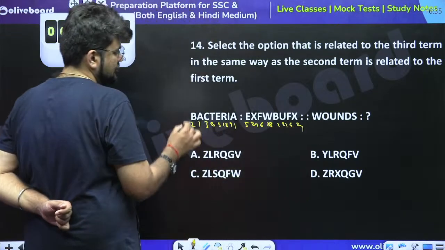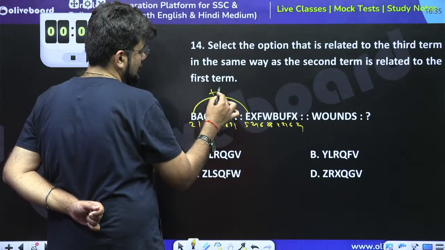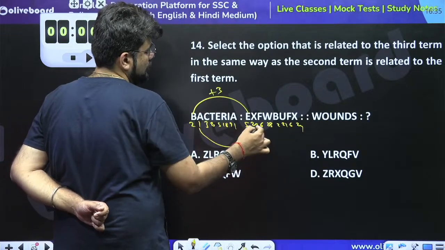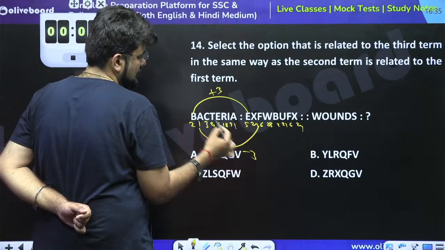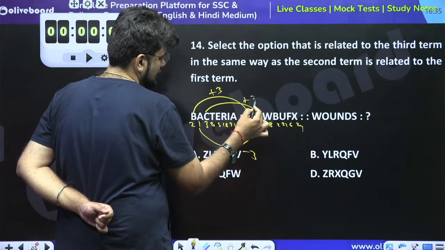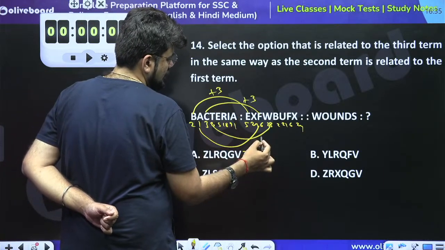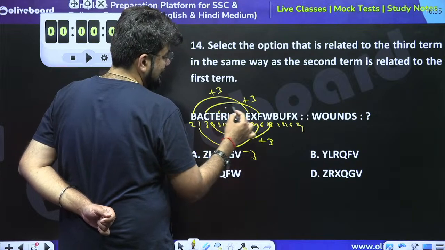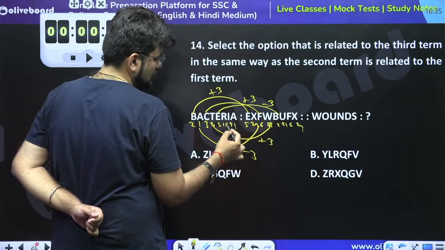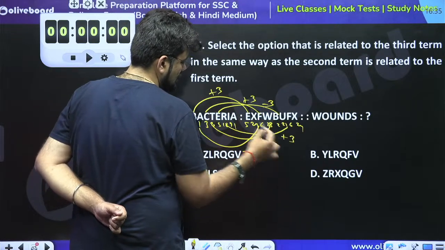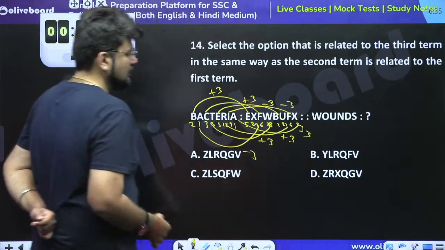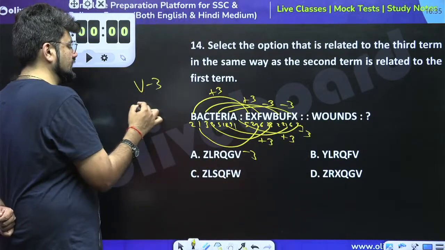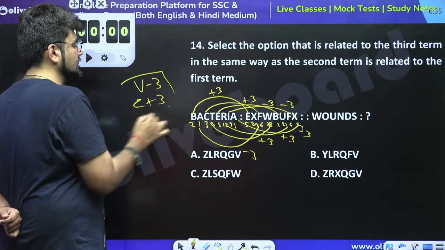What is happening? So 2, 5, we are adding 3. 1, 24, we are subtracting something. 1 is also 27, 27, 24 is minus 3. 3, 6 plus 3, 20, 23 plus 3, okay. E minus 3, R, I minus 3 and A minus 3. So it's clearly visible. The vowel is reduced by 3. Consonant is increased by 3.